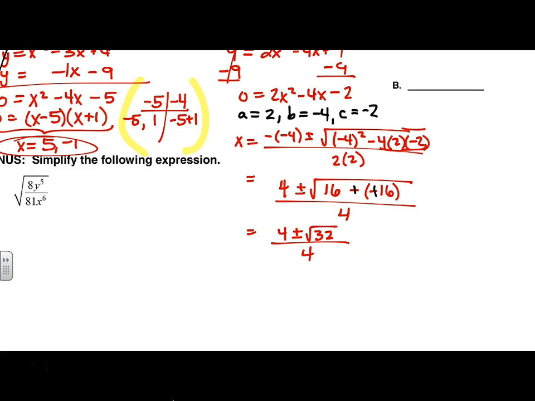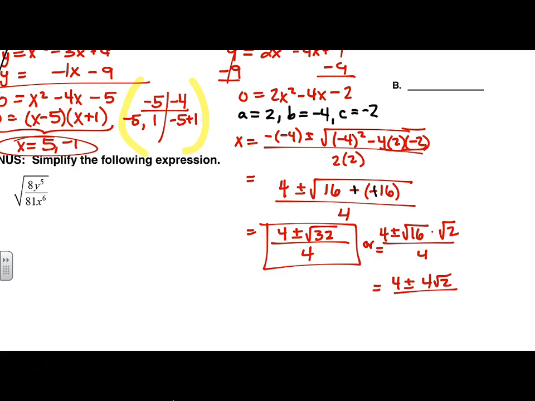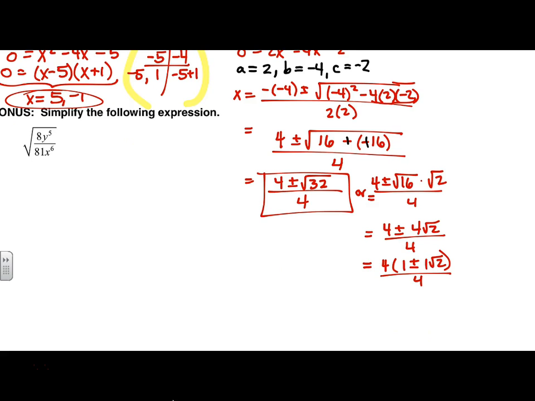Now, if anybody got this far and boxed it, I probably would have said it's okay. However, 32 can be split up into the square root of 16 and the square root of 2, so there is a way to simplify this radical. The square root of 16 is 4. And you see how everybody has a 4? You could factor a 4 out of the numerator. 4 over 4 reduces to 1, and anything over 1 is itself.